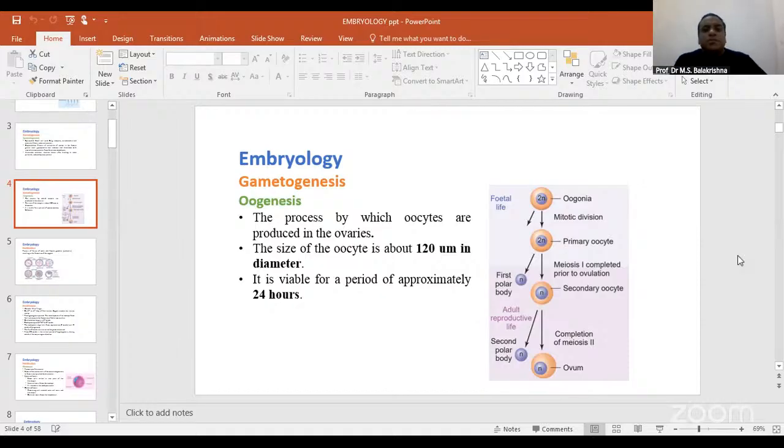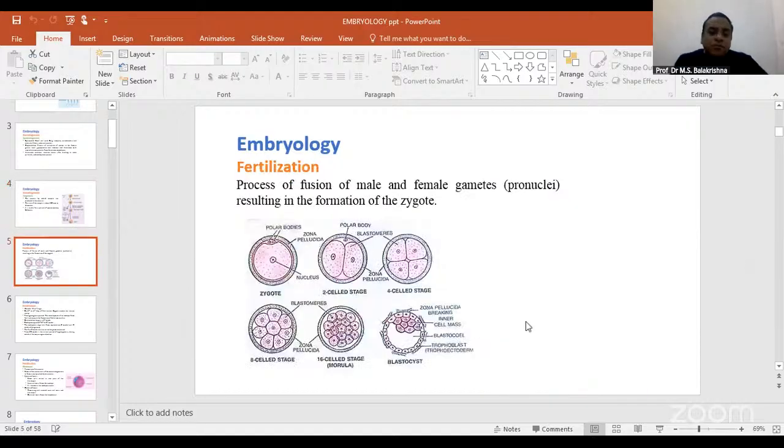Oogenesis is the process by which the oocytes are produced in the ovaries. The oocyte is the largest cell, with a size of 120 micrometres in diameter, and it will be active for a period of 24 hours only. During that time, if fertilization happens, then conception takes place. This is the diagram you should remember. Fertilization is the process in which the male and female gametes, or the pronuclei, fuse, resulting in the formation of the zygote.